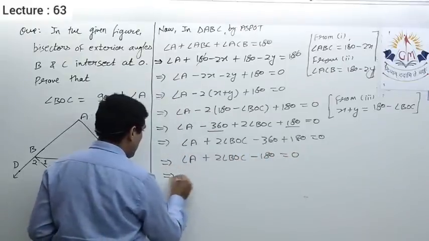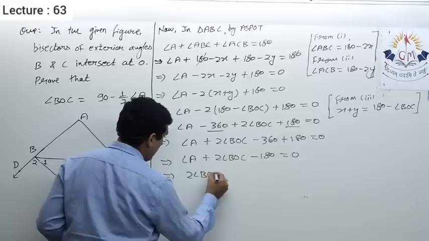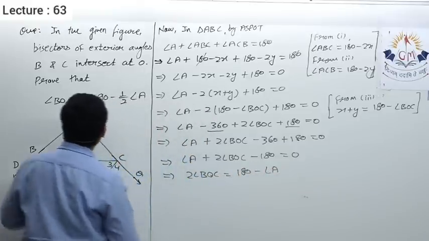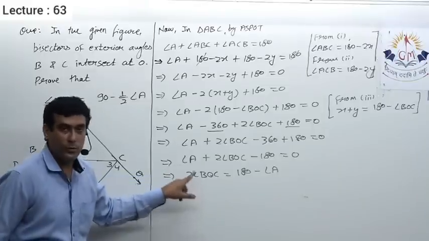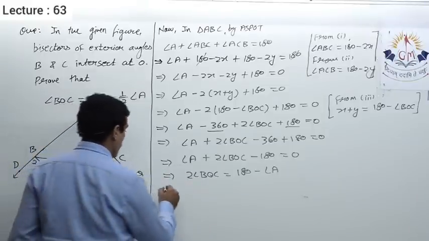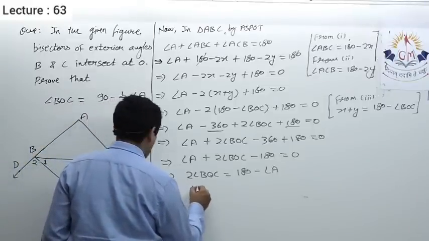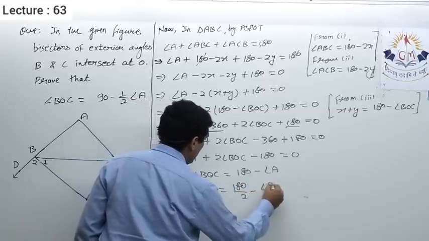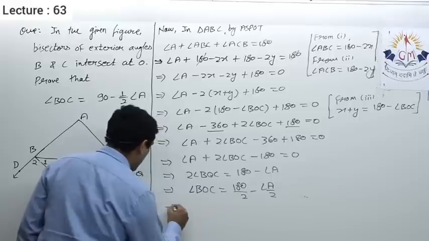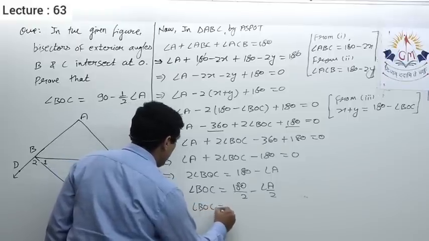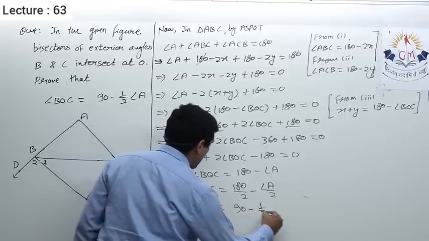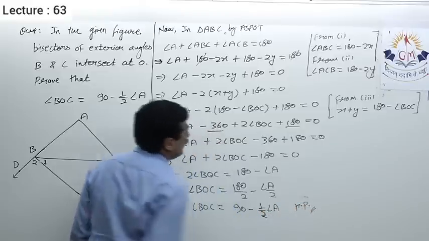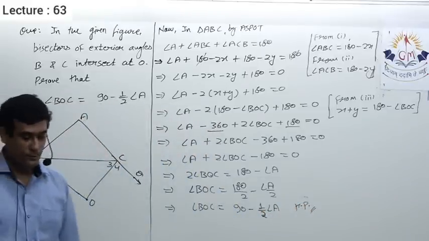Now I will keep BOC on this side and 180 minus A on the other side. Now I need angle BOC. Here it is twice of BOC, so what I have to do is divide it by 2. So angle BOC is equal to 180 by 2 minus A by 2. So here I got my final answer, that is BOC is equal to 90 minus half of angle A. Hence proved. Okay, so please note it down.